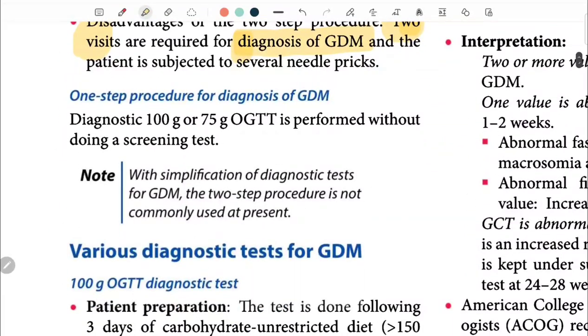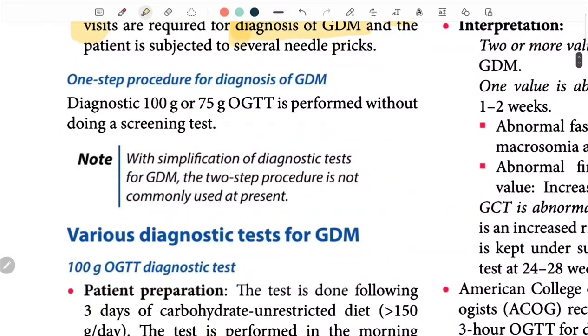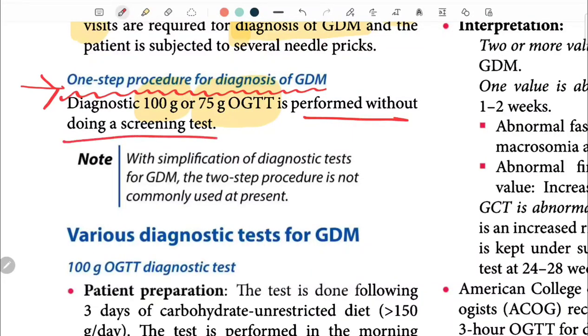So now moving on to the one-step procedure for diagnosis of GDM. This is usually commonly done. In the one-step procedure, a diagnostic 100 gram or 75 gram OGTT should be done without doing a screening test. So that is the one-step procedure.